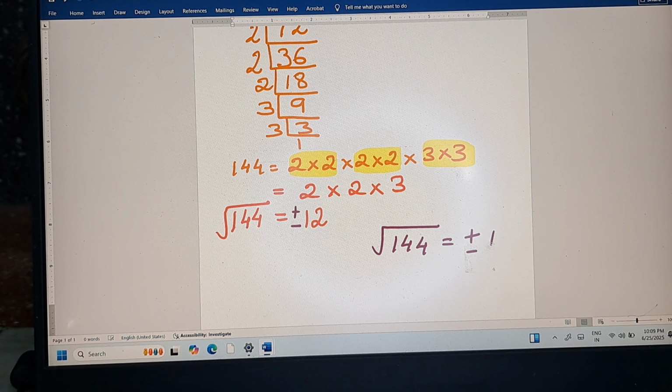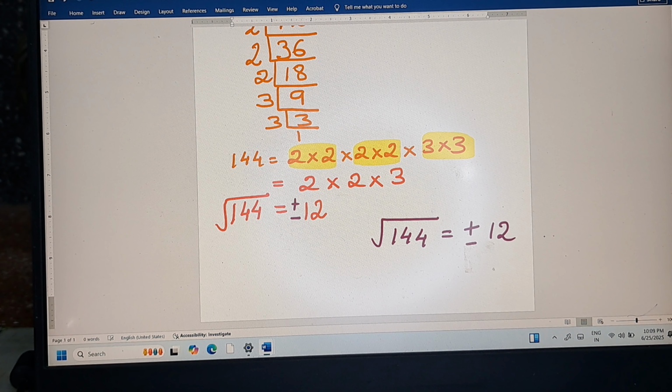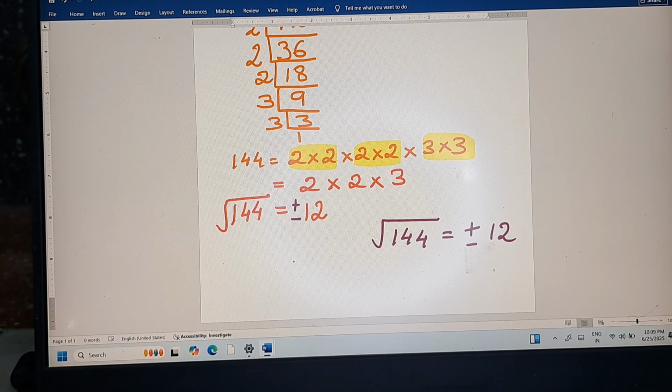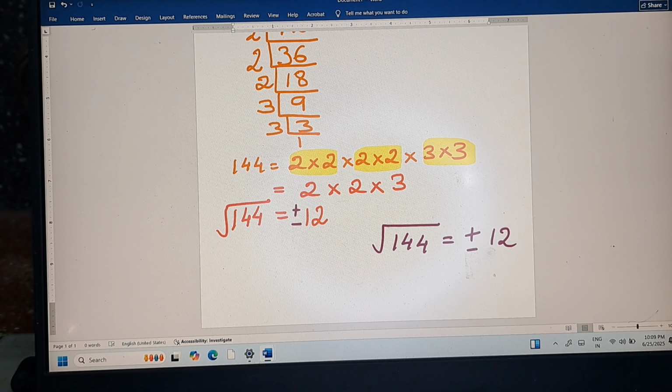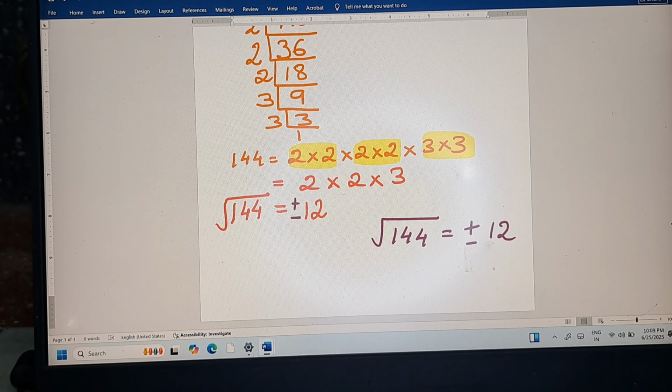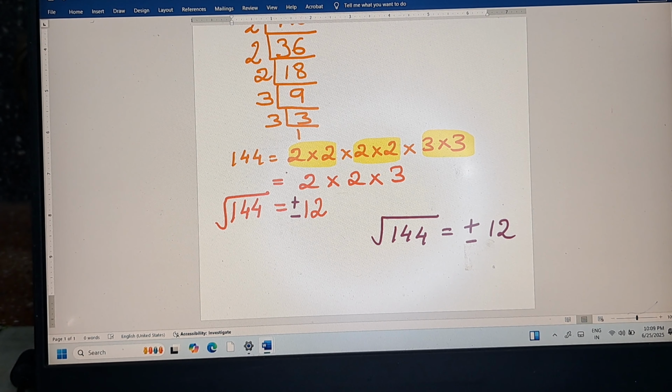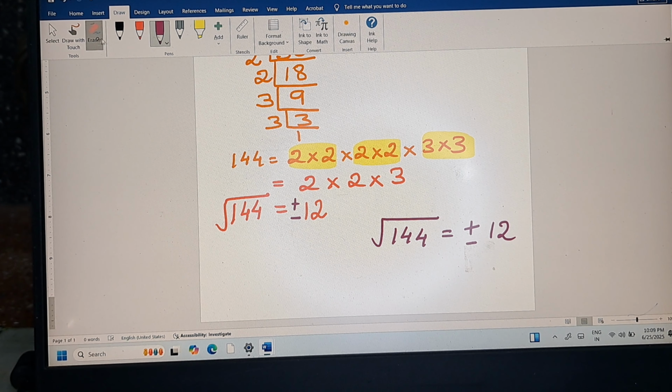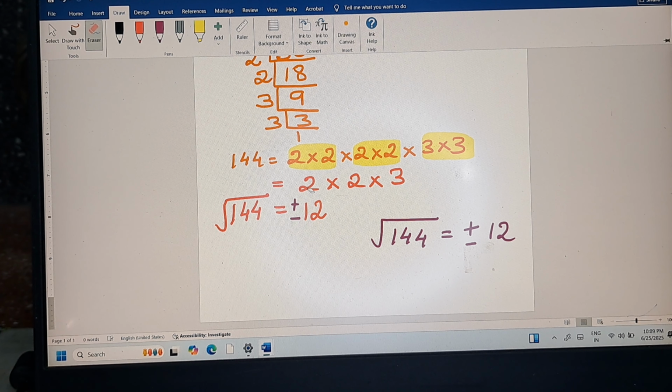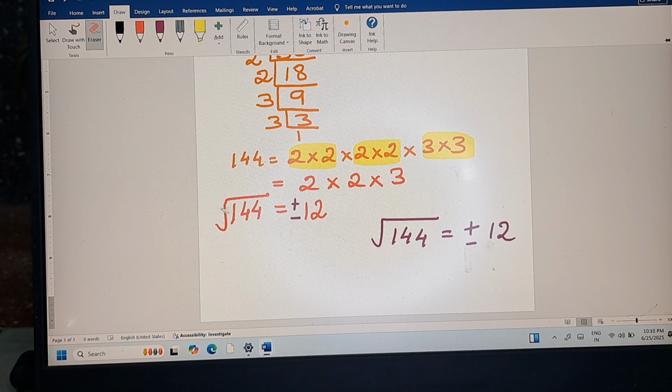Now why is it called plus minus 12? If you find the root of plus 144, you will get plus 12. If you find the root of minus 144, you will get minus 12. So this is the main reason why we write plus minus 12 whenever we do a root sum. So here the answer is root 144 is plus minus 12.